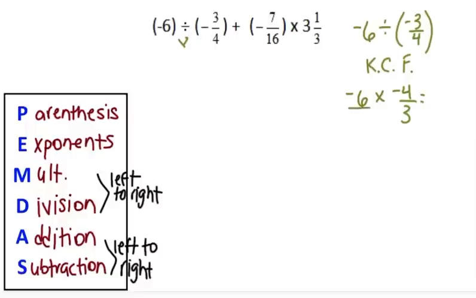Then I multiply straight across. I can put the -6/1 because -6 was a whole number. -6 times -4 is a positive 24 because a negative times a negative is a positive. 1 times 3 is 3. So I get 24/3, which can reduce to 8. So I'm going to put an 8 under here since I just did -6 divided by -3/4 and bring everything else down.